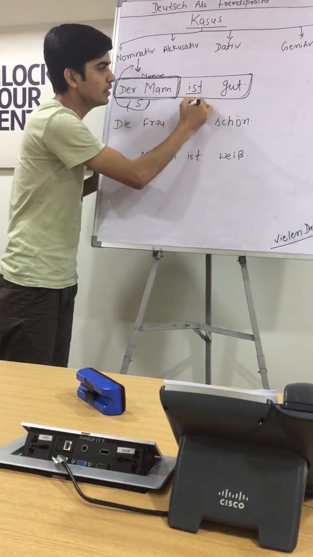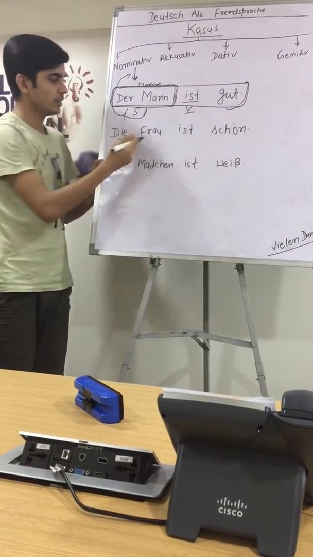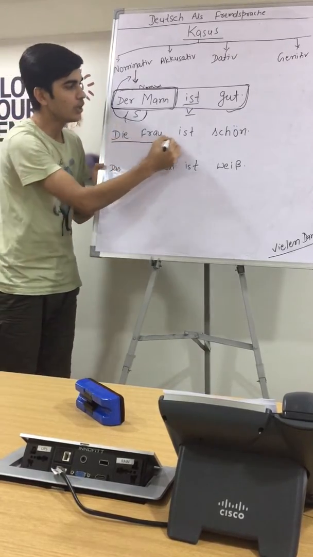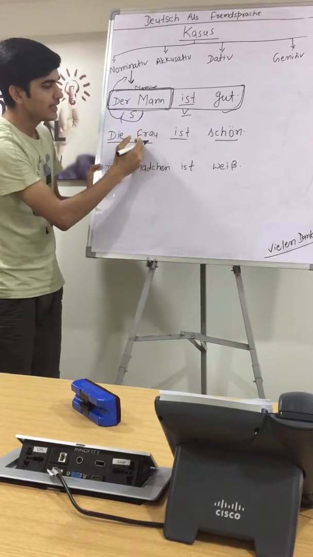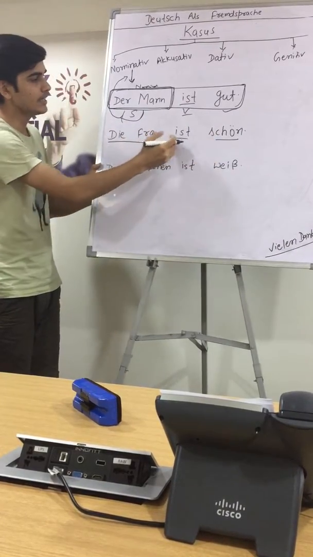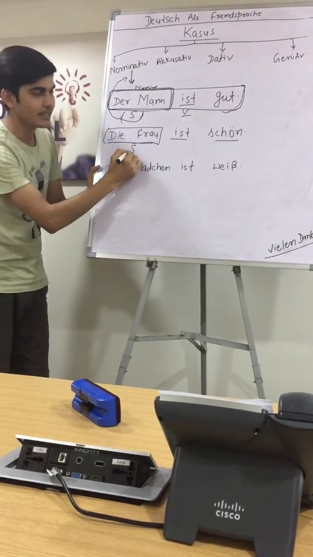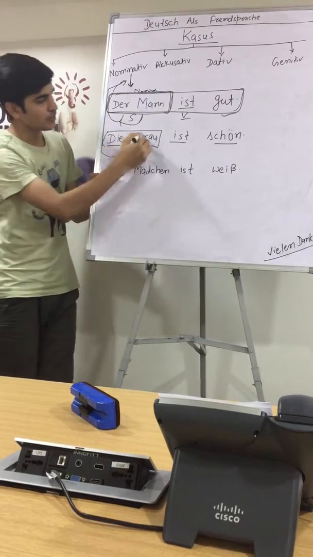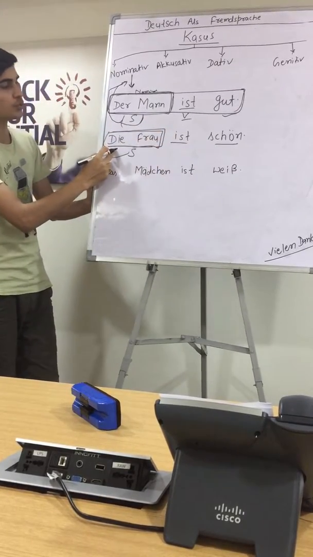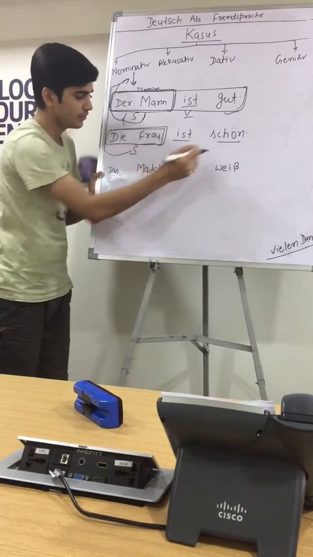Ist is the verb, and this one is extra information. Der Mann ist gut. Same here: Die Frau ist schön. The lady is beautiful. Die Frau is our subject, and as we know, the subject is always in nominative case. So this is in nominative Kasus. Die Frau ist schön. The lady is beautiful.